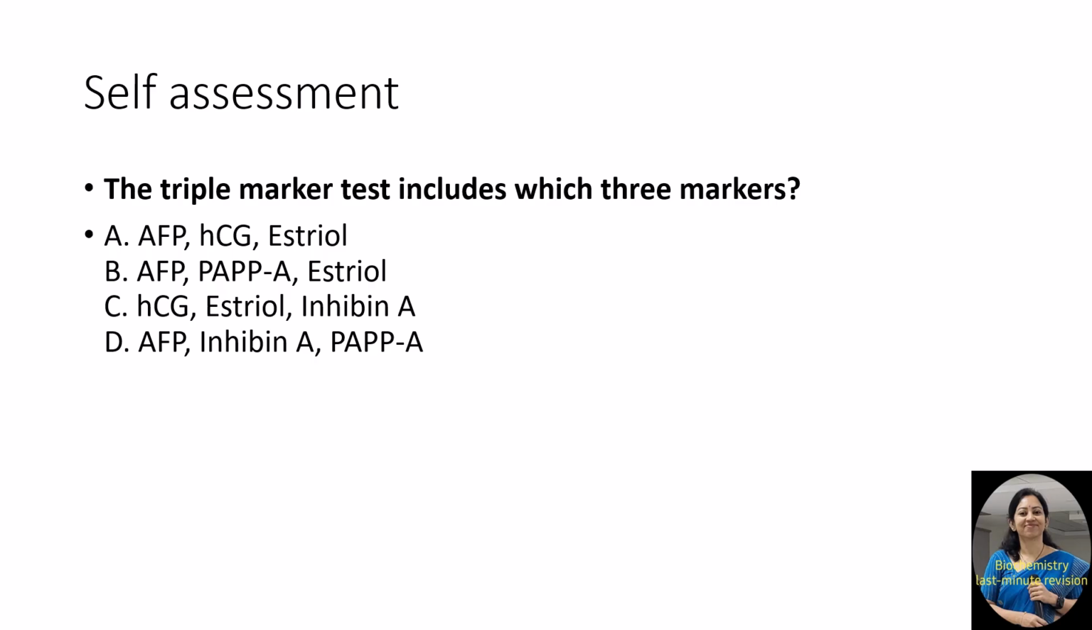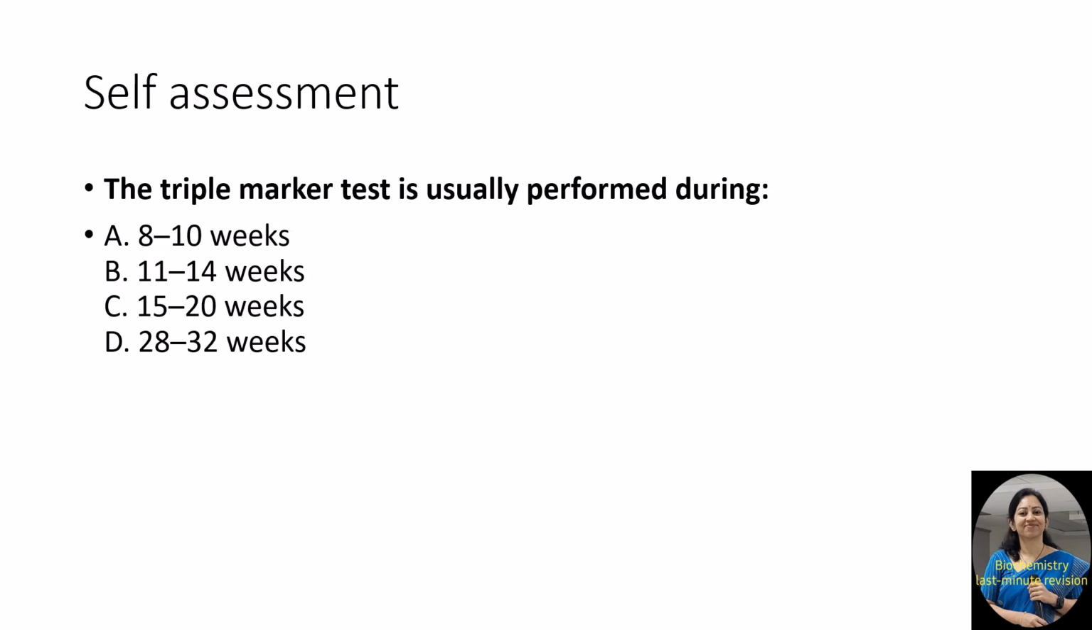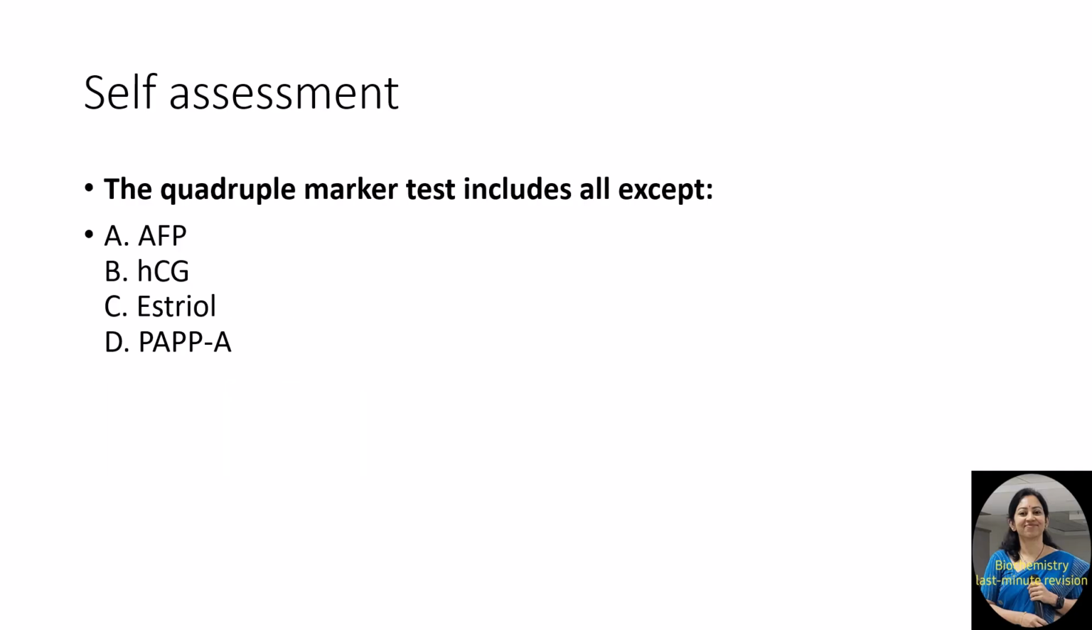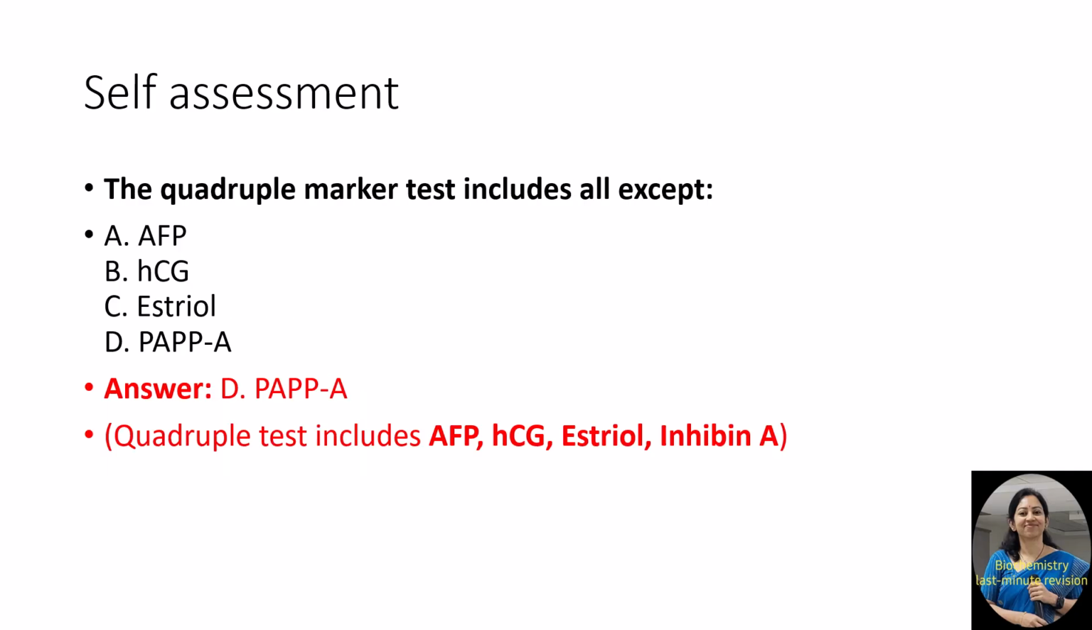The triple marker test includes three components, and these include alpha fetoprotein, beta HCG, and urinary estriol. The triple marker test is usually performed during the second trimester of pregnancy between 15 to 20 weeks. The quadruple marker test includes all except PAPP-A, as PAPP-A is a component of the double marker test and not the quadruple marker test. So the components include alpha fetoprotein, beta HCG, urinary estriol, and inhibin A. This is a more sensitive screening test for diagnosis of trisomy 21, that is Down syndrome.